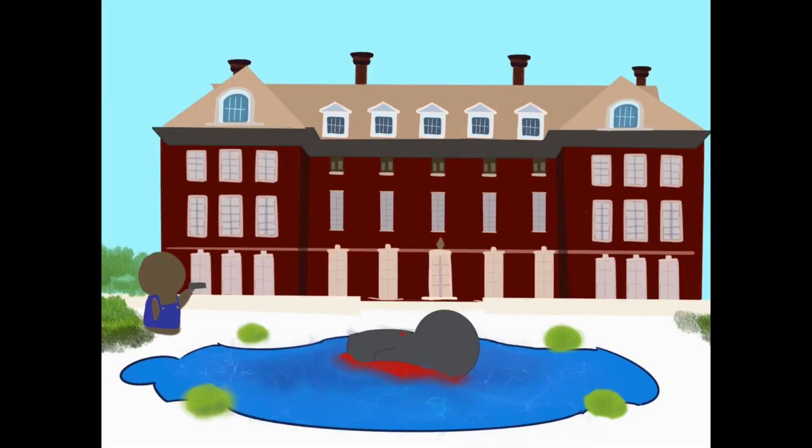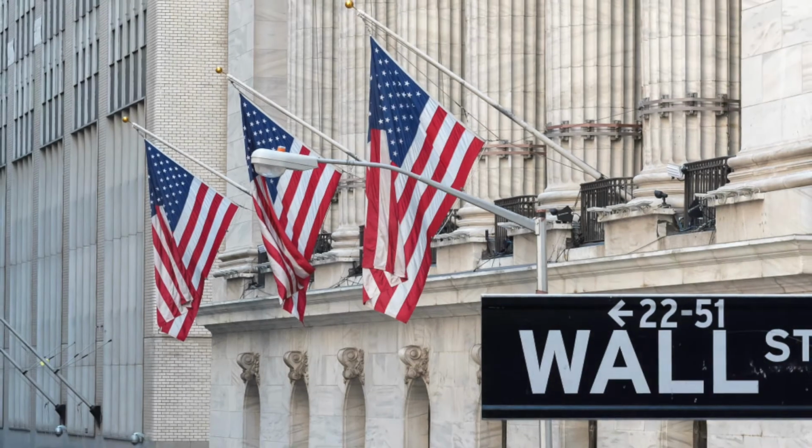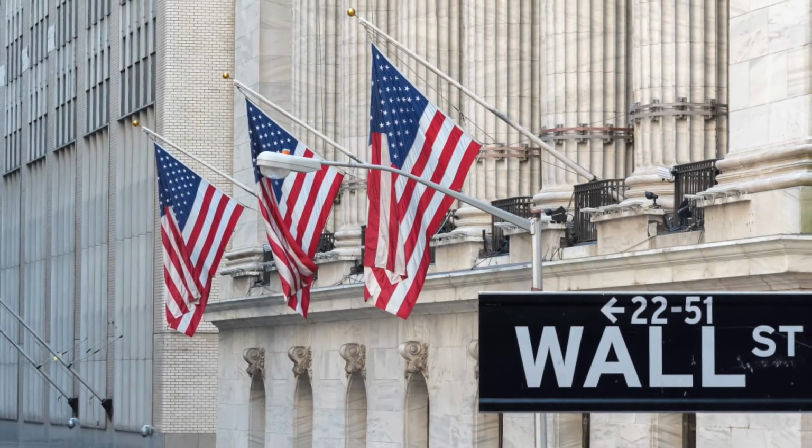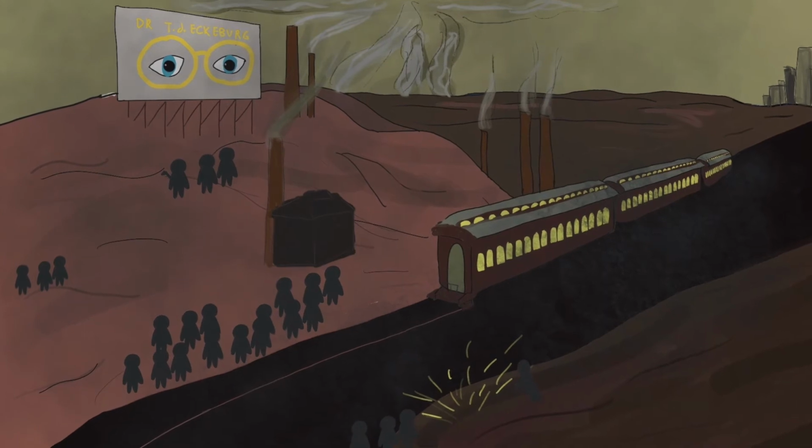From his point of view, we get a romanticized and surreal image of the Valley of Ashes, marked by descriptions such as fantastic farm and grotesque gardens. However, we all know that there is nothing poetic about living in this harsh and hopelessly unforgiving place. Nick's version of the Valley of Ashes offers not a solemn consolation, but another instance exemplifying the gap between the rich and the poor. In the Valley of Ashes, you can find the eyes of Dr.